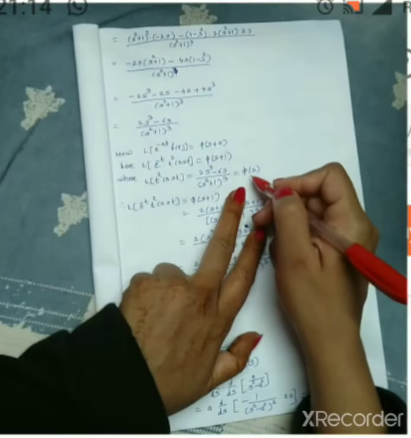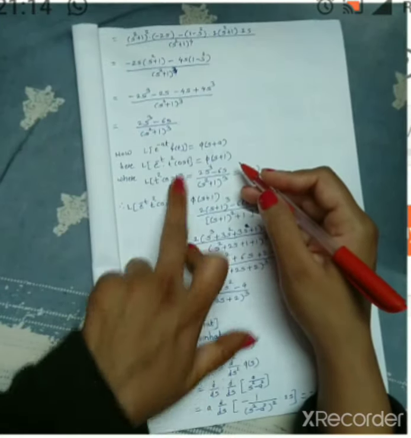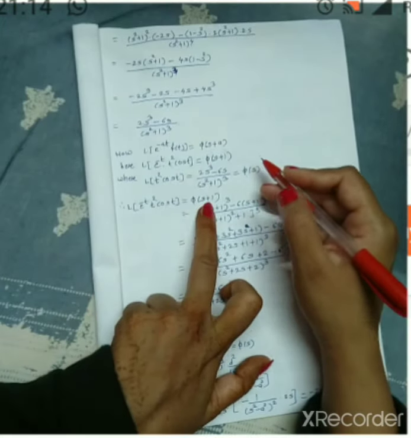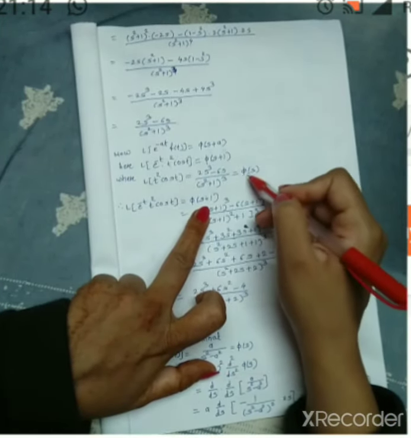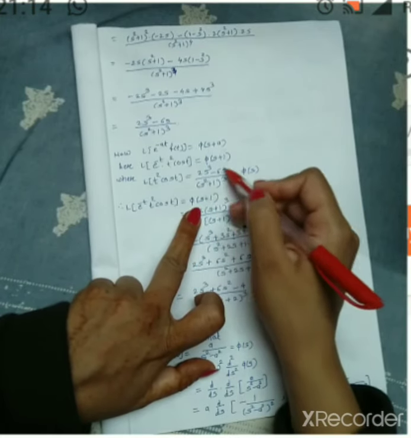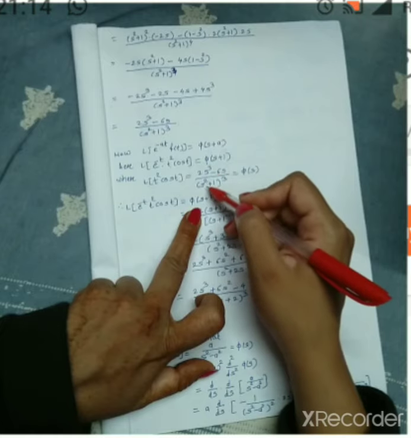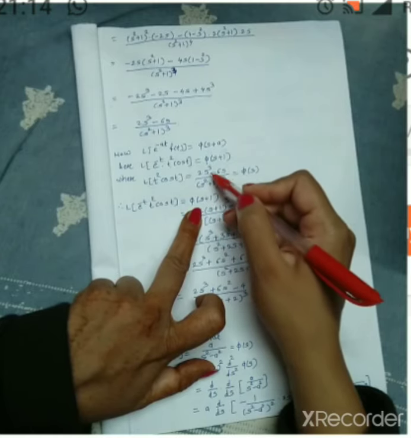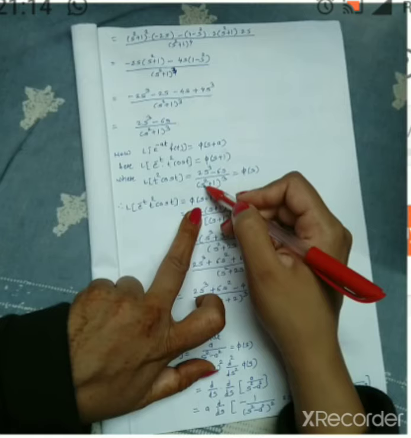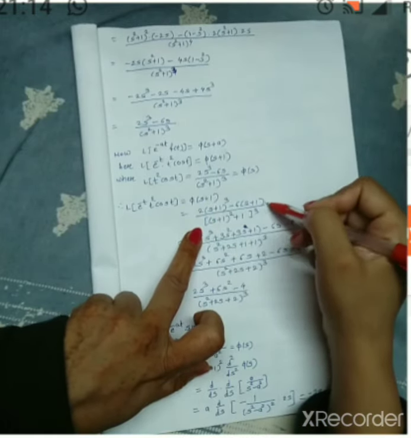Now put this value of phi of s here. Therefore the final answer for our original example is equal to phi of s plus 1. What is phi of s plus 1? We have phi of s. Instead of s, we just replace s plus 1 everywhere. Where s is there, here s, here s is there, in three places we replace s with s plus 1. Okay, this is our answer.